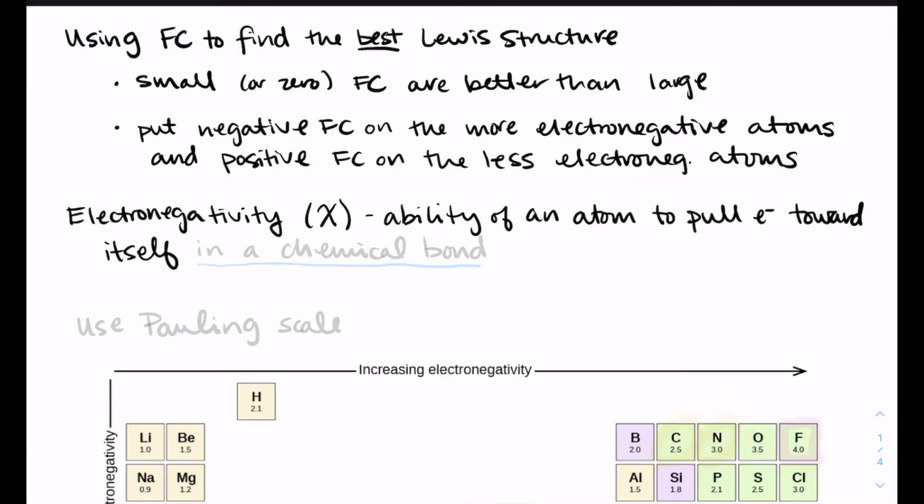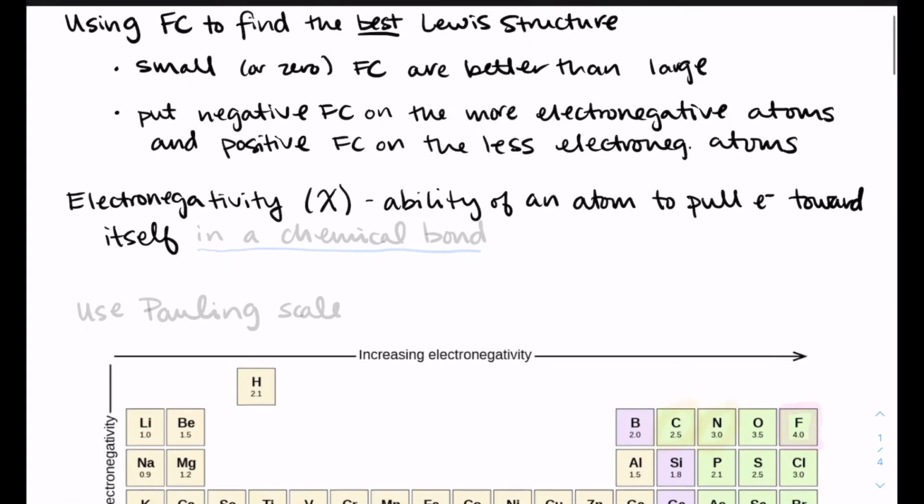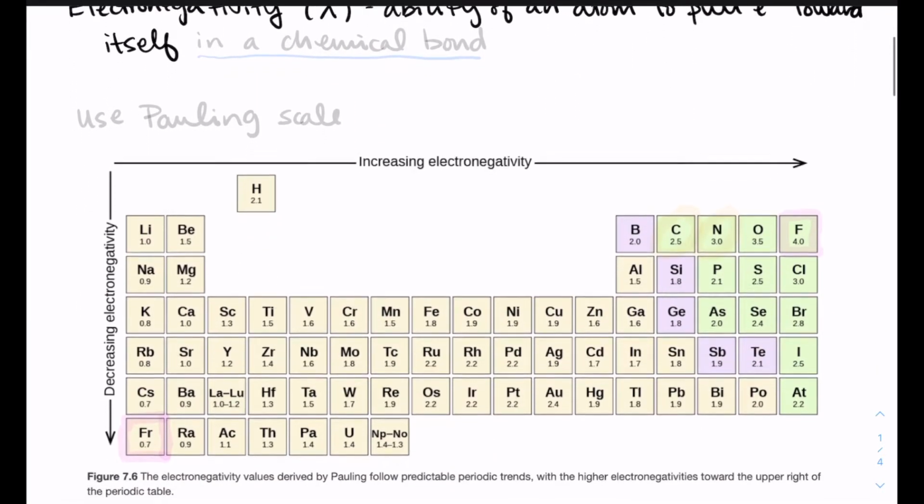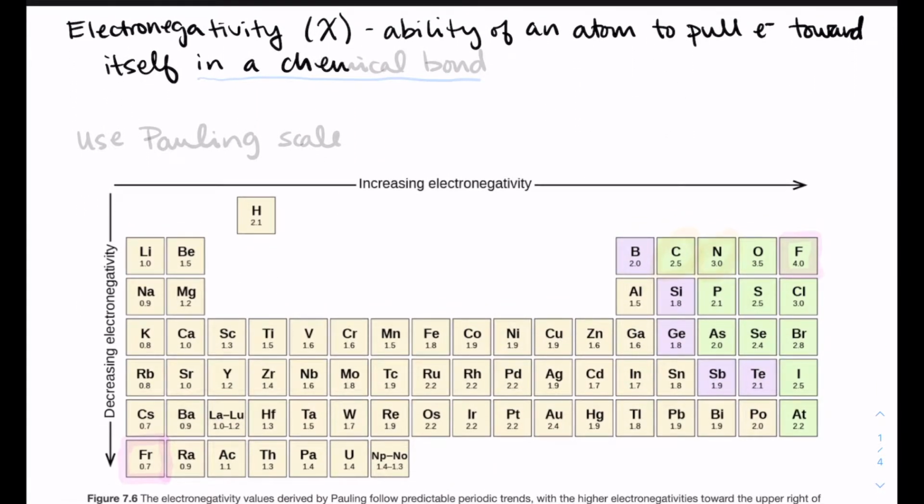So when you're in a bond, which atom wants the electrons more, even though they're sharing? Who's going to pull it the most? Who's going to have a really strong pull on it? We use the Pauling scale for electronegativity. It is a periodic trend that is related to effective nuclear charge when you go left to right across a row. It's related to the principal quantum number when you go from top to bottom.